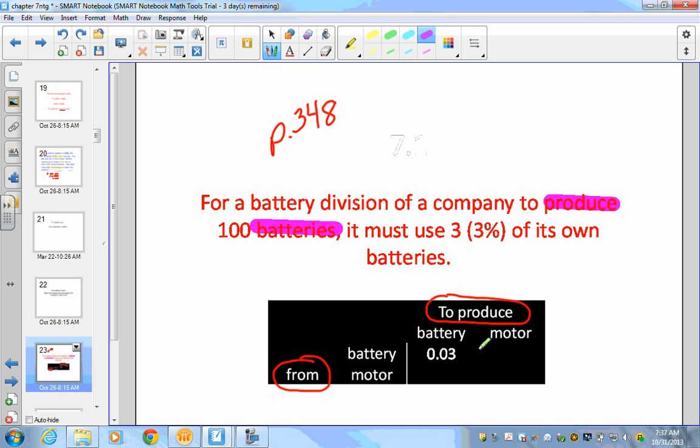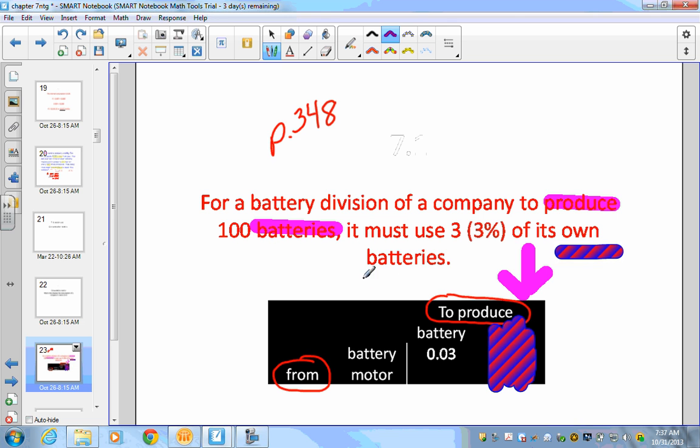So that means when we're talking about this consumption matrix, we're going to read it up and down. So we're producing batteries. So that means we're not producing motors. So I'm going to get rid of my motor column for the moment, because we are producing batteries only, okay. But notice that it's from its own batteries. So when it says of its own batteries, that means where it's coming from, which means you would be reading it to the right. So basically it's like Battleship. You work down as you work across, and it comes together right here for batteries.